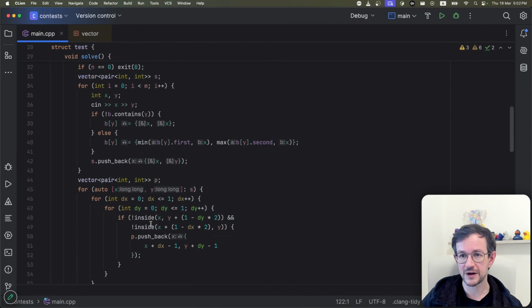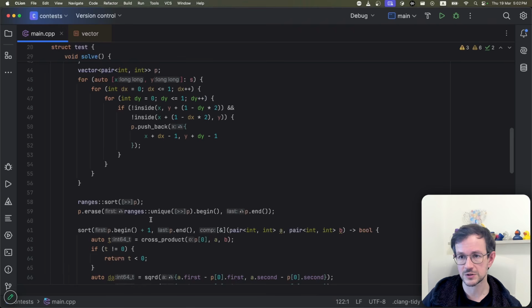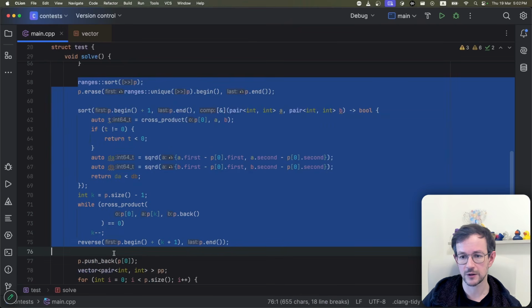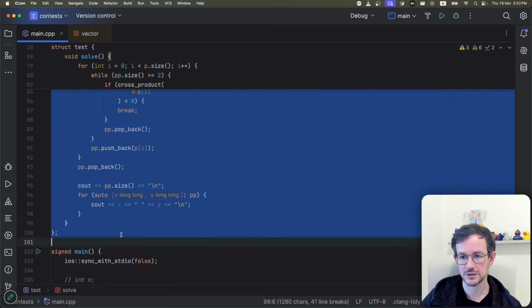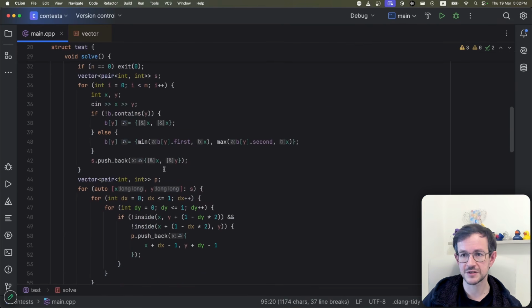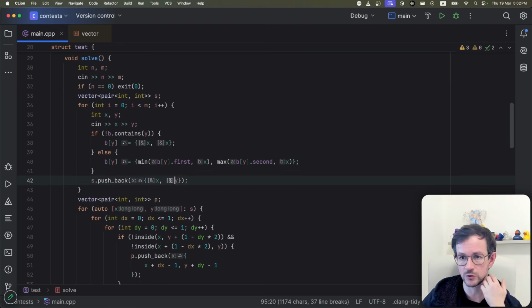So this part is the same. Starting from here, it is the same part. This is the same Graham algorithm. You see, this is all the same. The only difference is how I build these interesting points. I do it like this.